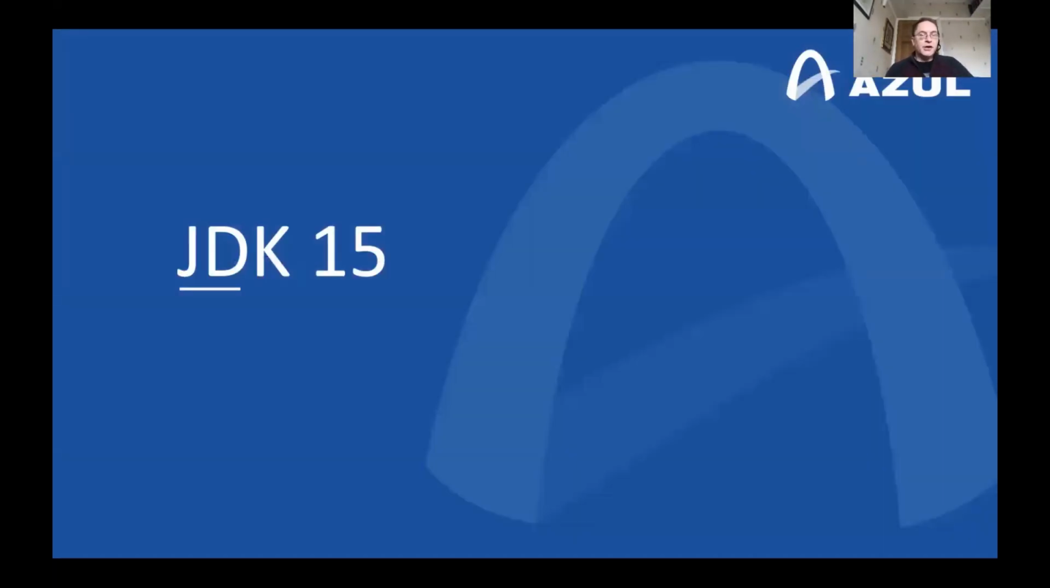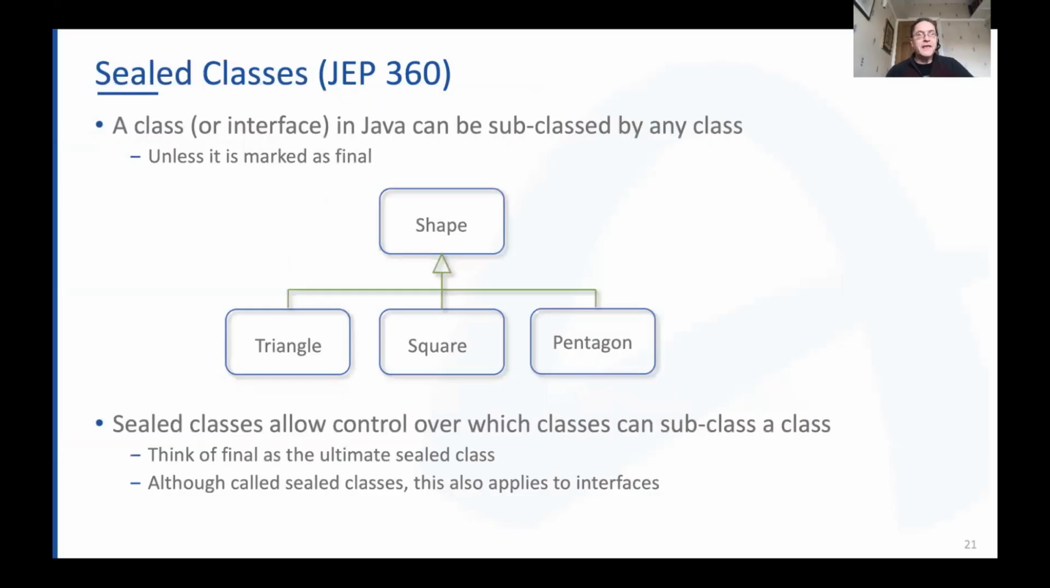JDK 15, so the current release. JDK 15 introduced the idea of sealed classes, and this is JEP 360. Now, in Java, obviously, it's an object-oriented programming language, and it has the concept of inheritance. So what we can do here is we can say we have a class called Shape, and we want to inherit from that. So we can define Triangle, Square, and Pentagon, which are subclasses of Shape. That's all well and good, but what we don't have is any control over which classes can subclass a particular class, other than making it final.